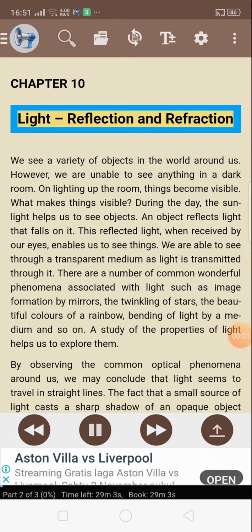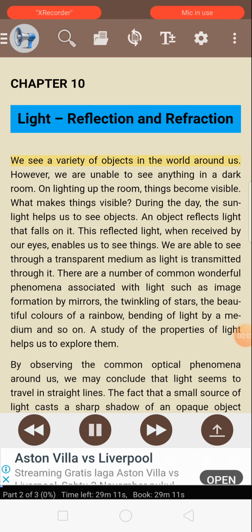Chapter 10. Light, reflection, and refraction. We see a variety of objects in the world around us. However, we are unable to see anything in a dark room. On lighting up the room, things become visible.